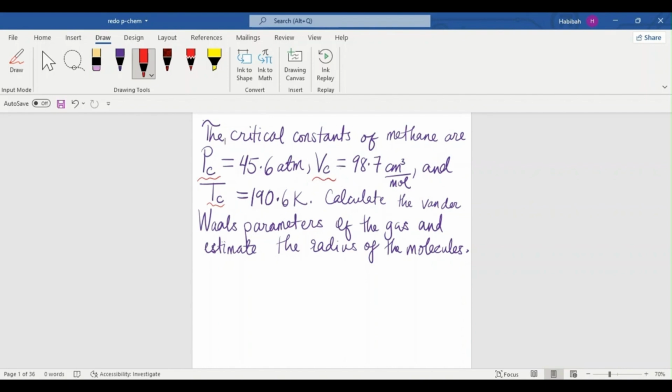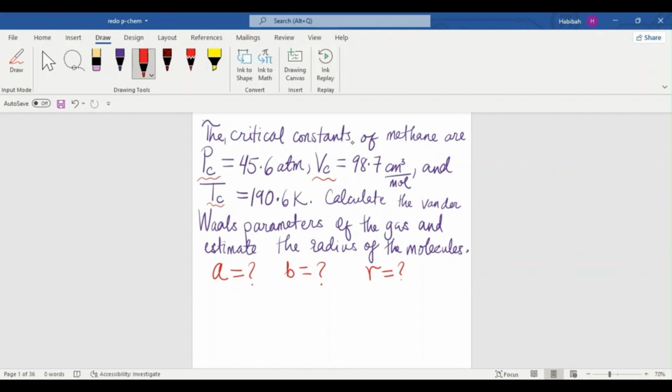And of course, that is basically the information that we're given. And then we're told to determine the van der Waals parameters, which are A as well as B. And then we're also told to estimate the radius of the molecule, which is simply R. A involves the strength of attractive forces, and B involves information on the volume.